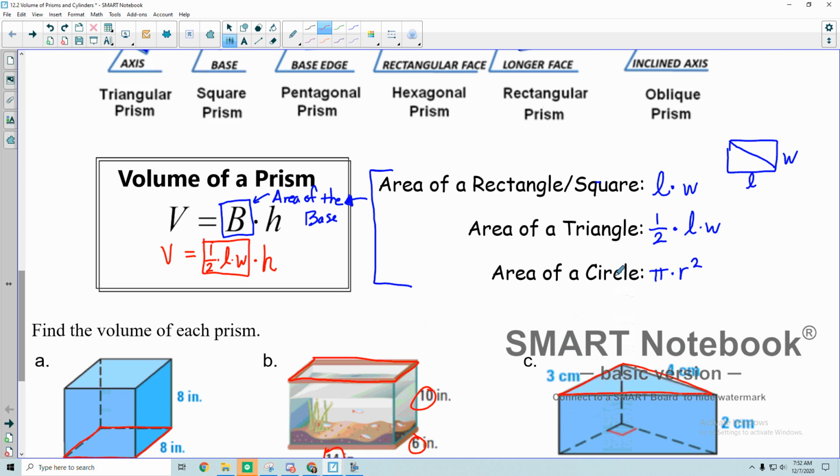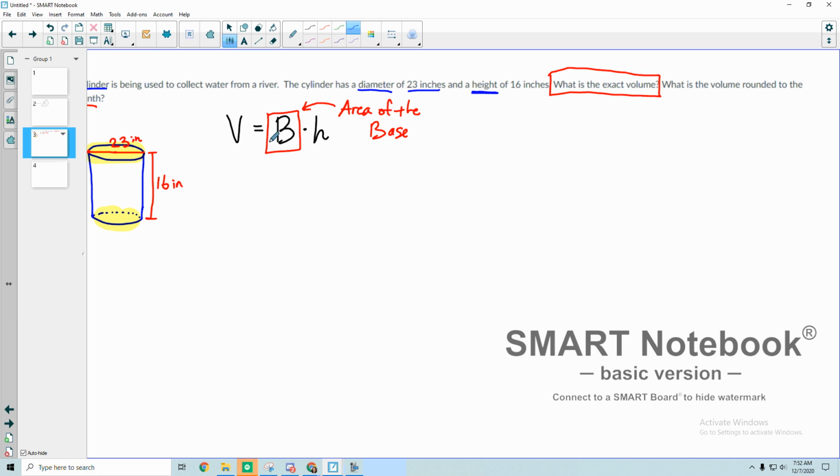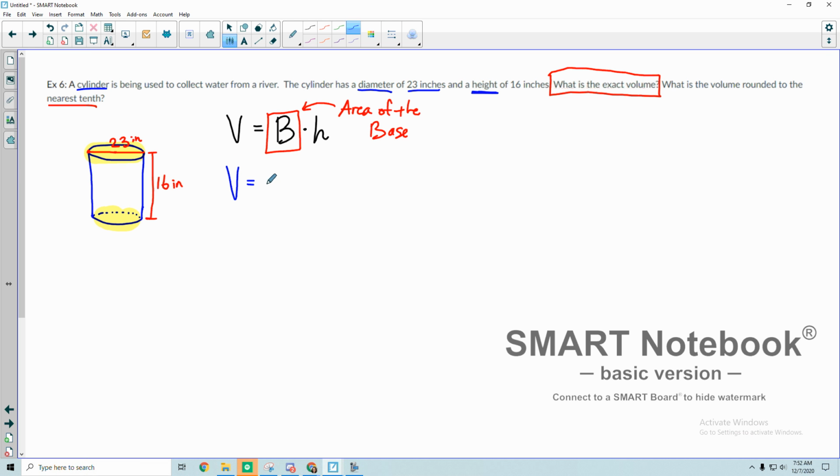So since we're dealing with a circle, that would be this formula. So this is now what I'm going to plug in for B. The area of the base is pi times radius squared. So let's go back over here. And in for this, I'm going to plug in pi times radius squared. So that is all of this here. I replaced B with this, and then this will just be multiplied by the height, okay? Awesome, so I have a formula that I can work with.